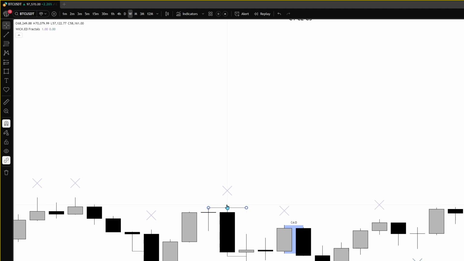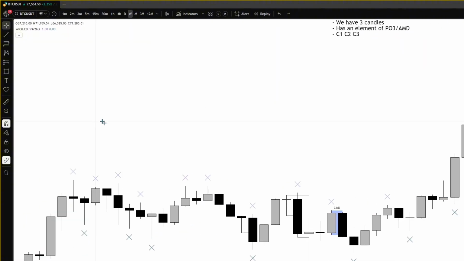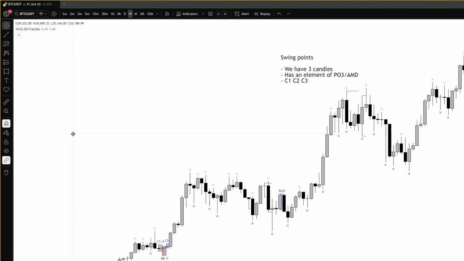We manipulate above candle one's high, and then we close back inside candle one's range. So when people talk about range trading, one of the easiest ways to do range trading is to treat candles themselves as a range. And if I just zoom out for a second, every move that you would want to catch on this chart originates from a swing point, right?